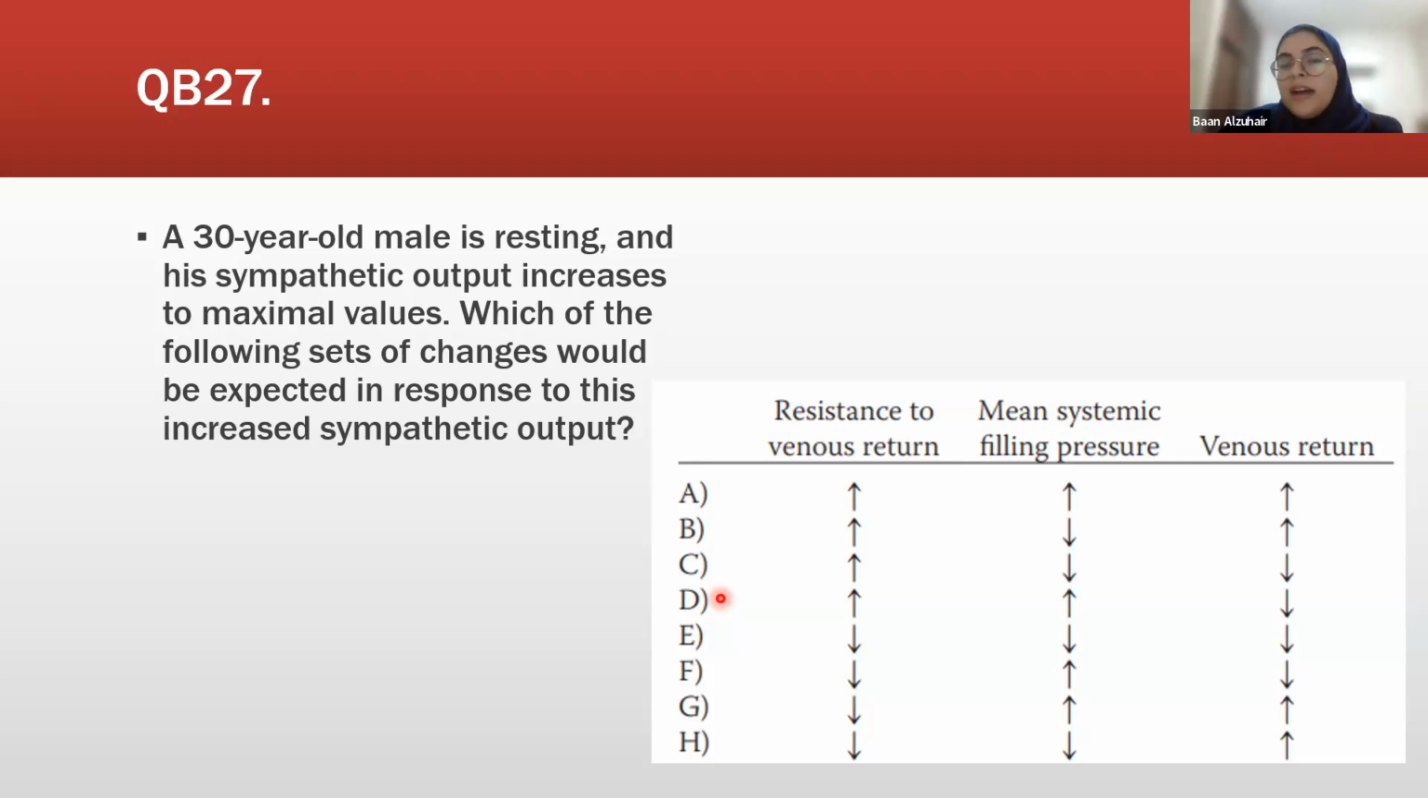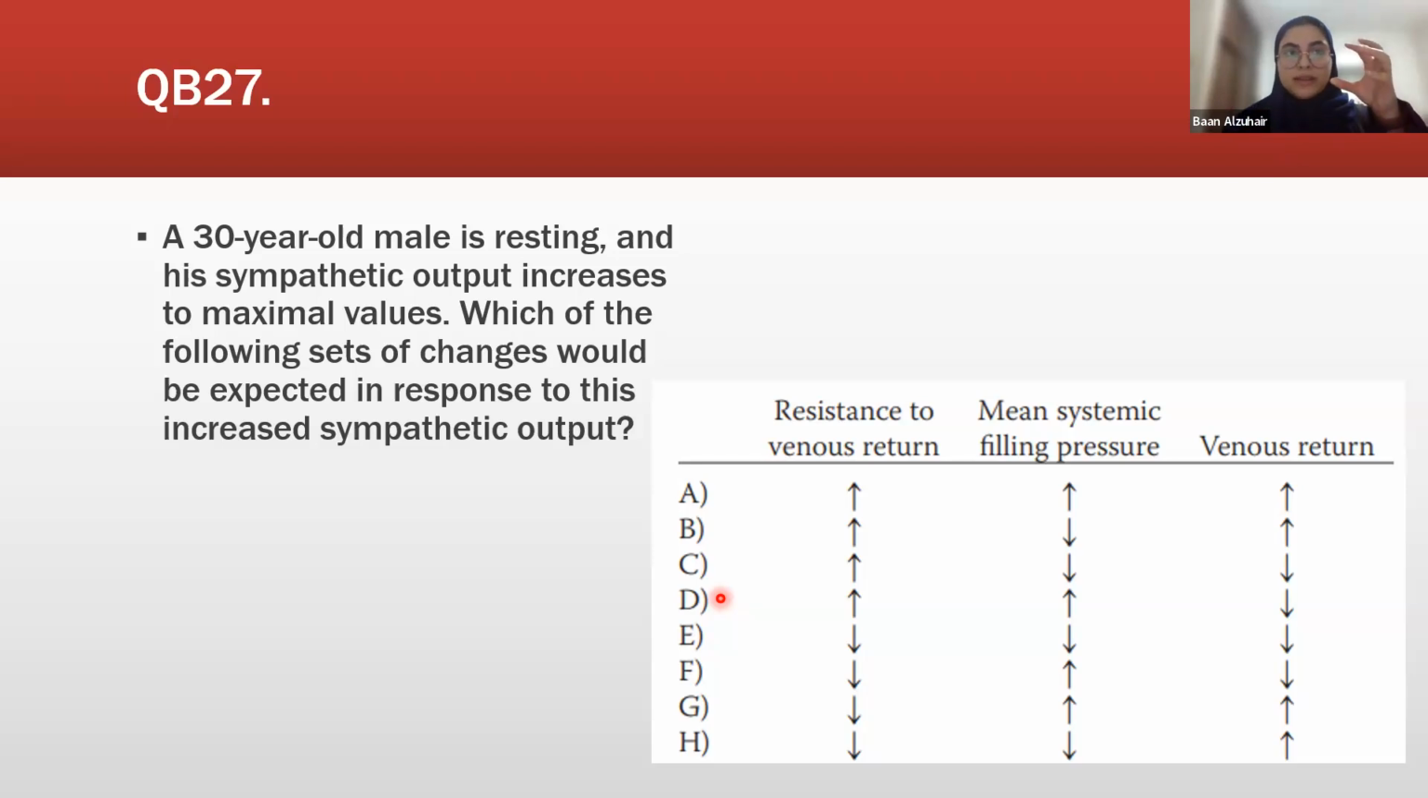There's also a formula. I don't know if you guys took the formula. It's venous return that equals mean systemic filling pressure minus right atrial pressure over the resistance to venous return. So during maximal sympathetic output, the increase in systemic filling pressure is greater than the increase in resistance to venous return. Therefore, the formula has a numerator with a much greater increase than the denominator. This results in an increase in the venous return. So the sympathetic outflow will vasoconstrict veins, and that will increase venous return way more than the resistance to venous return.